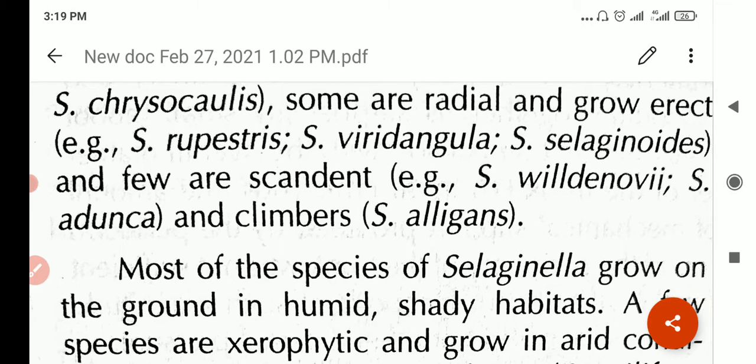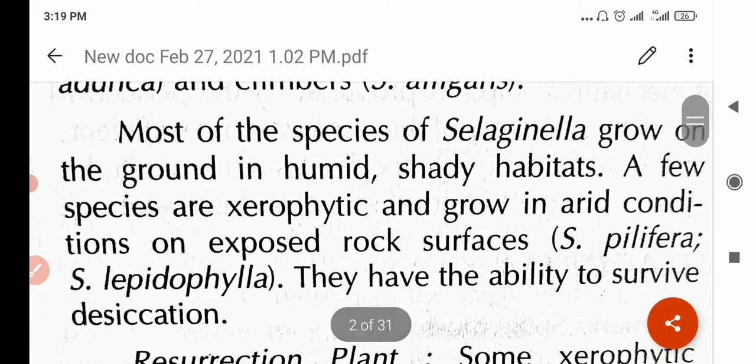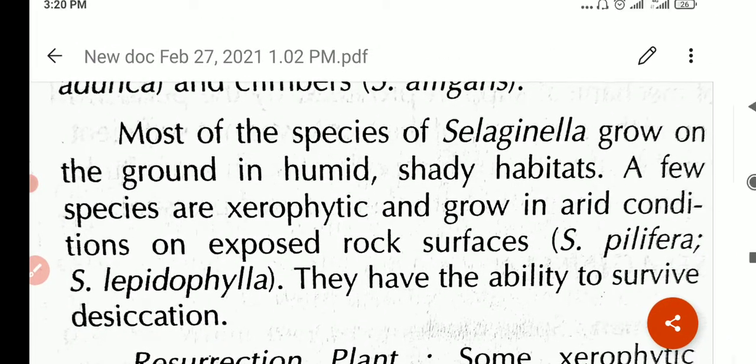So there are other types also. Some are radial, meaning they are rounded and grow straight up, so erect. Some are climbers. Then most of them grow on the ground in wet, humid and shady places. You will always find these ferns in a moist place, even in your house, because we are in the eastern Himalayas, no? In any place where you find some soil which is humid and shady, you will find some ferns.